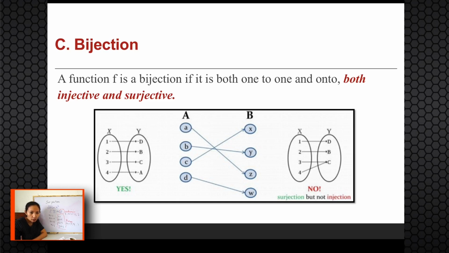So if the function satisfies this, it is 1-to-1 and at the same time onto, then it is a bijection. Now, let's look into the first mapping. Is it 1-to-1? Yes. Is it a surjection? Yes. Therefore, is it a bijection? Yes. Next. How about here? Is it 1-to-1? No. 3 and 4 are both mapped to C. So definitely, this is no longer a bijection.